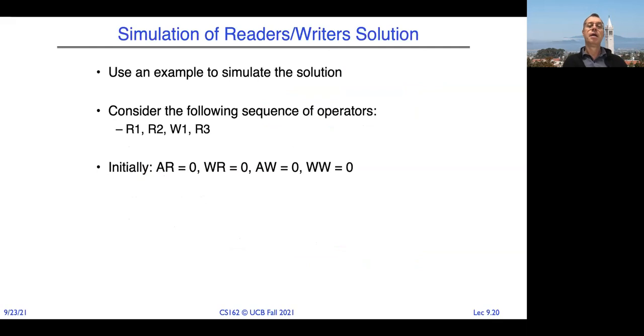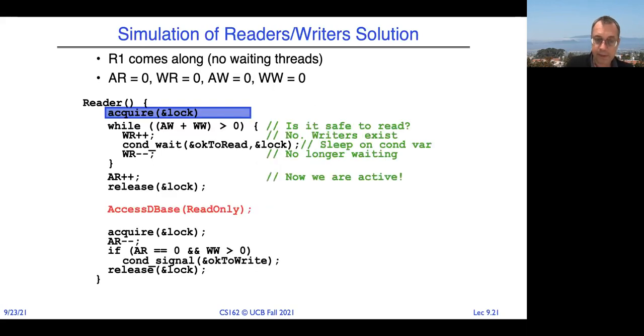So let's assume the following sequence of operations. We have three readers, R1, R2, and R3, and one writer. First we get the first reader, the second reader, then the writer, and then the third reader. Initially, all the state variables are set to 0. So let's see what happens.